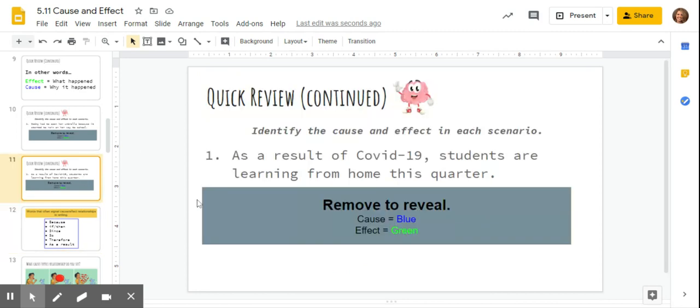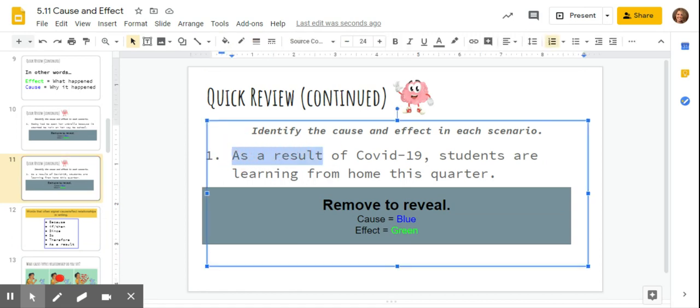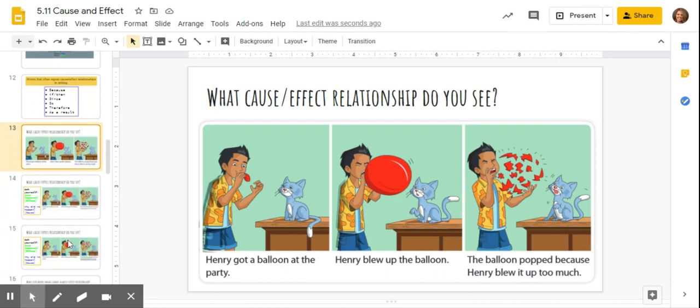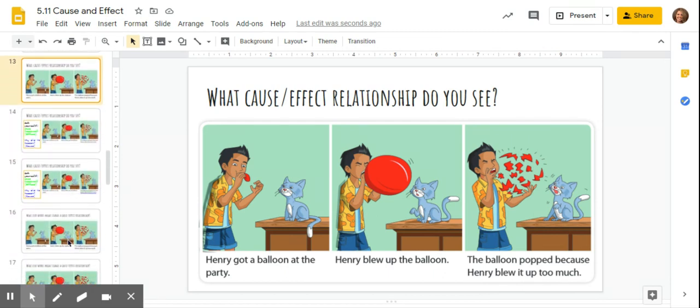For example, if we go back to our COVID-19 example, we see these keywords here: as a result, right? That signals that there's going to be a cause and effect, like something is going to happen and there's going to be a reason for why it happened. Okay, so let's take a look at this picture here and let's see if we can identify the cause and effect relationship in this comic.